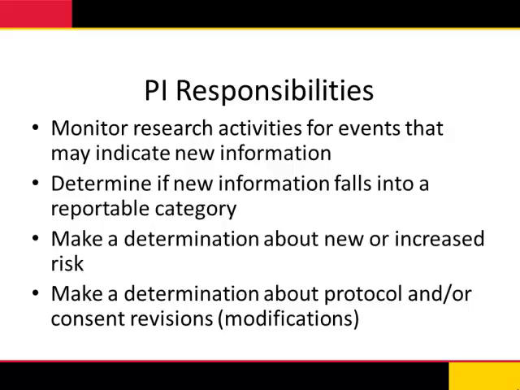The PI needs to determine if the information falls into a reportable category. Again, if you're submitting the information and you're saying it falls into one of those categories, and then you say, is there a new or increased risk, there's not consistency within the information that you're submitting. And you may not need to be submitting the information. The PI needs to make a determination about the new or increased risk. And the PI needs to make a determination about whether the consent or the protocol needs to be modified.